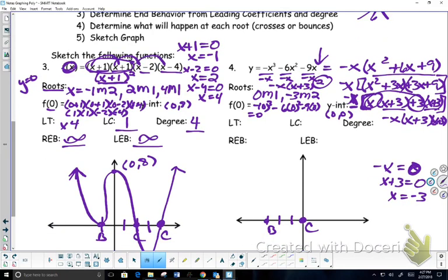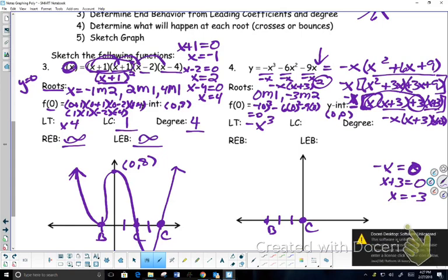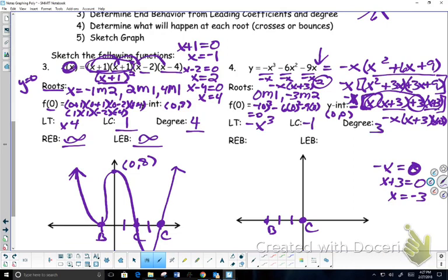My leading term is negative x cubed. Remember, your leading term is going to be the term with the biggest degree. My leading coefficient will be the number out in front, which is negative 1. My degree is 3. My right-hand bound is based on this negative 1, which means it's going to go to negative infinity. My left-hand bound is based on an odd degree, so it will go the opposite direction.